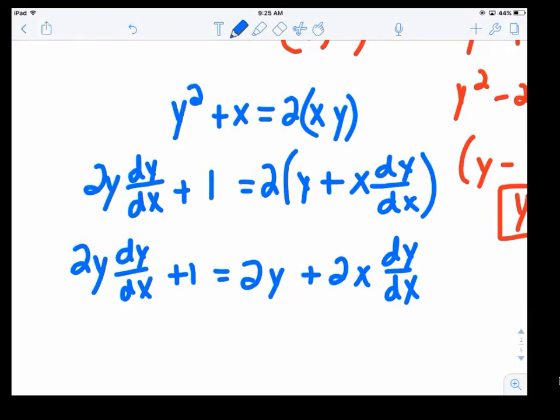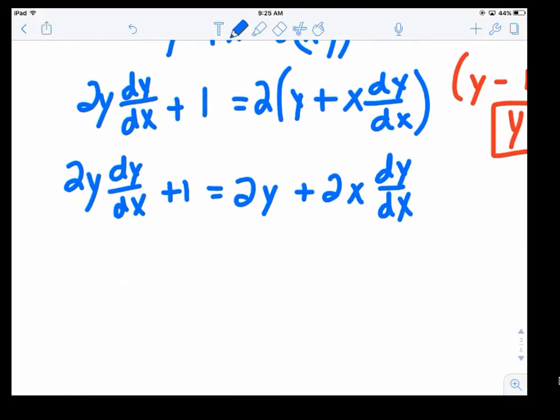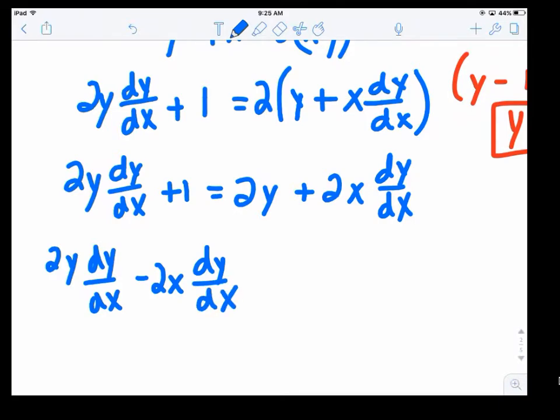All right, so I'm going to move this over here and then move the 2x dy over dx to the other side. So you have 2y dy over dx minus 2x dy over dx equals 2y minus 1.